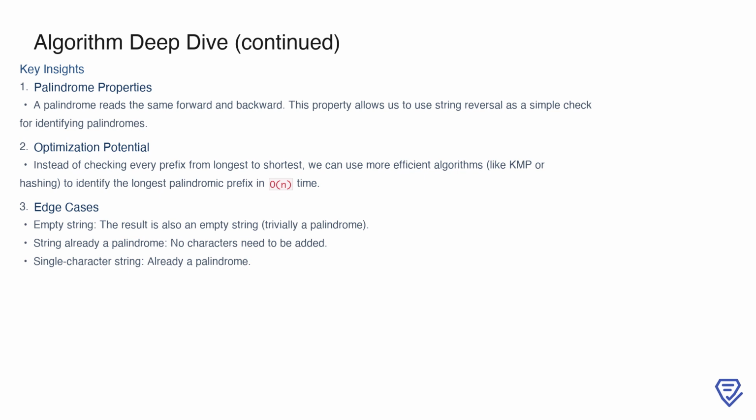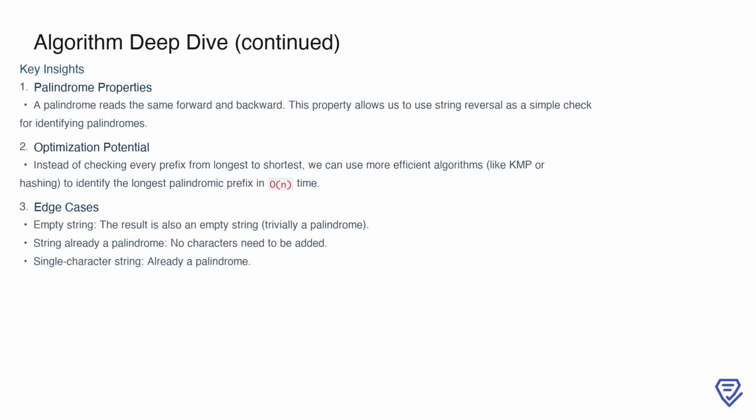A few key insights help deepen our understanding of this problem and its solution. First, the fundamental property of a palindrome, that it reads the same forward and backward, simplifies the process of verifying whether a substring is a palindrome. By simply reversing the substring and comparing, we can efficiently check for this property. Second, while the brute force method involves iterating through every prefix, there are more optimized techniques, such as using the Knuth-Morris-Pratt (KMP) algorithm or hashing, that can find the longest palindromic prefix in linear time, improving the efficiency of the solution. Finally, we should consider some edge cases.